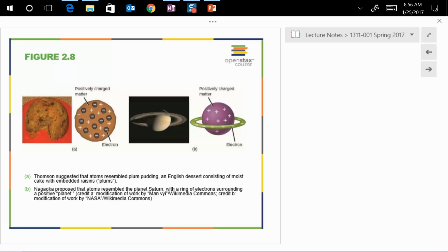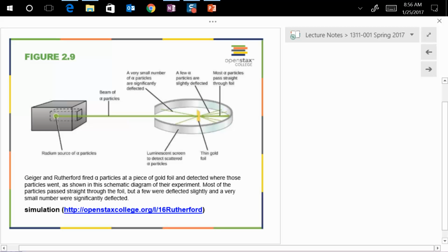It's like a chocolate chip cookie, right? You have the chocolate chips all throughout, and the positive particles mixed throughout. So everything's ubiquitous throughout. Okay. So that was one theory. Another theory was you have the positively charged matter here, electrons around here. Okay. So to try to understand where actually the subatomic particles were in the atom, another scientist, Rutherford, comes along and he does an experiment.